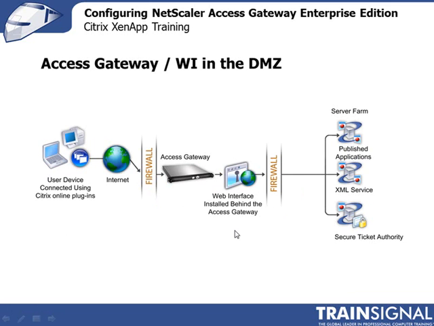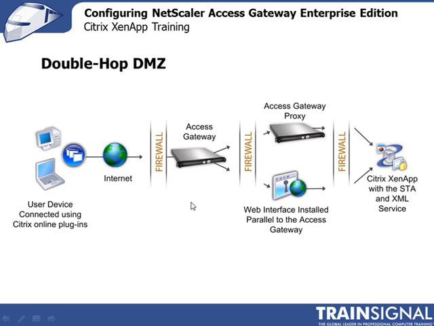Another way of deploying the NetScaler would be to have the NetScaler in the DMZ and also have your web interface server in the DMZ, and then punch the necessary holes through the firewalls. Again, this is another option. I typically don't like to put the web interface in the DMZ as well. It's a Windows box, and if I can put it behind the secure network, I like to do that. The only thing I like to keep in the DMZ is the NetScaler itself.